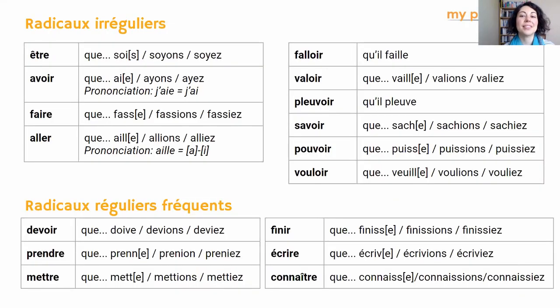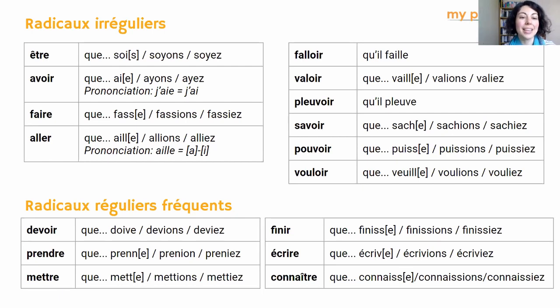All right, let's look at those irregular verbs. So there's 10 verbs you need to know. There's être, que je sois, que tu sois, qu'il soit, que nous soyons, que vous soyez. Avoir, que j'aie, que tu aies, qu'il ait, que nous ayons, que vous ayez. And it's important to know that the pronunciation for ait is the same as the present. Que j'ai, que j'aie, same thing. And faire, que je fasse, que nous fassions, que vous fassiez.